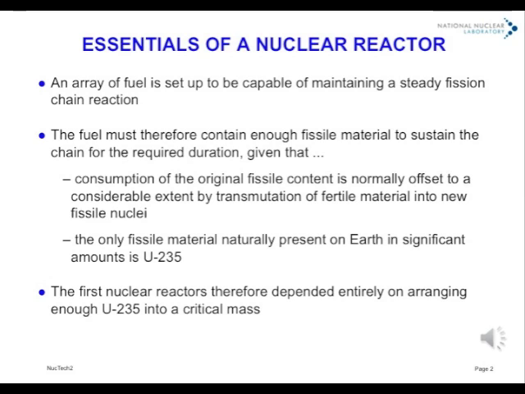Once the system is going, plutonium generated from uranium-238 to some extent offsets consumption of the original uranium-235, but only in part, and in any case it was not available before the nuclear program began. Uranium-235 was the only fissile material to have survived from the formation of the Earth. The whole operation therefore depended on getting enough uranium-235 into a configuration in which fission could be maintained for the required duration.